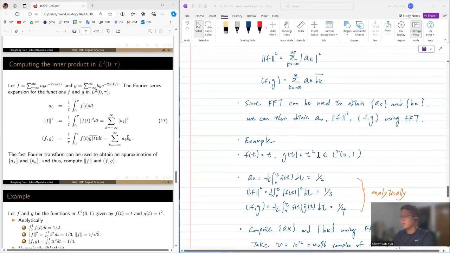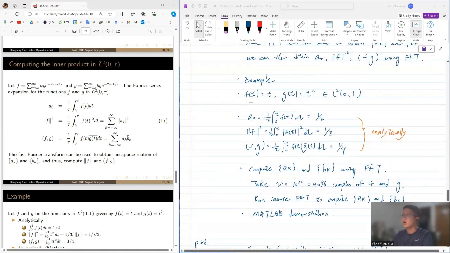Now let's take a look at an example. In this example, we will be looking at two functions, f(t) and g(t) in the Lebesgue space L squared with the interval from 0 to 1. And in this case, f(t) is equal to t and g(t) is equal to t squared. And let's first compute these values analytically. So here a_0 is equal to 1/2, and the total power of f is equal to 1/3, and the inner product of f and g is equal to 1/4. And now let's see how we can compute these values numerically using FFT in MATLAB.